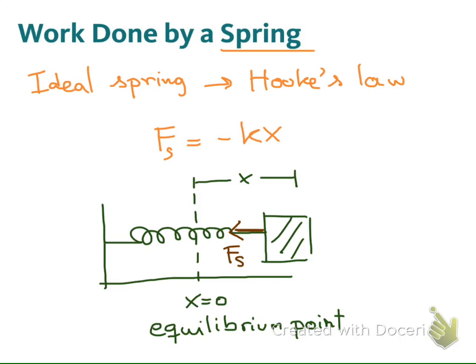Okay, in this case, we can see that this is the direction of the displacement, and the direction of the force from the spring is opposite to the direction of the displacement. So this is the force from the spring, and we can see that it is a function of the position of the object.